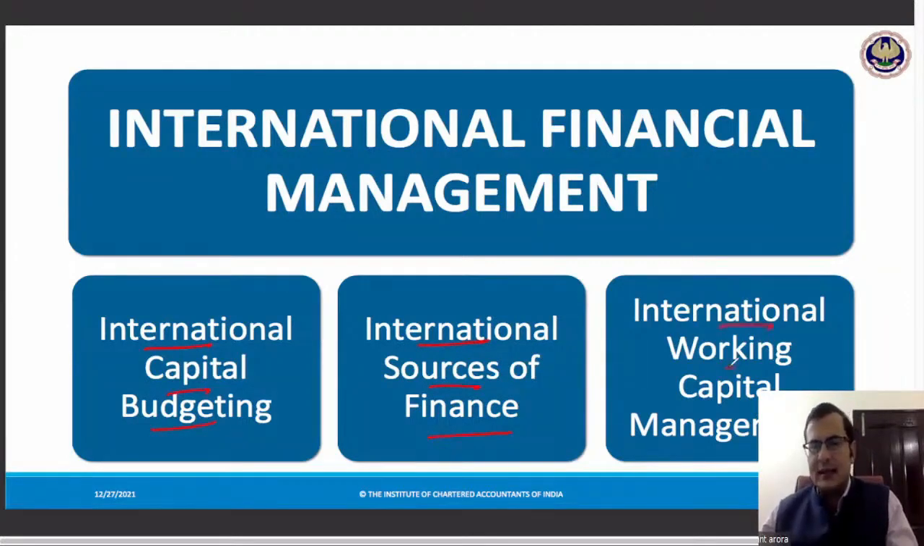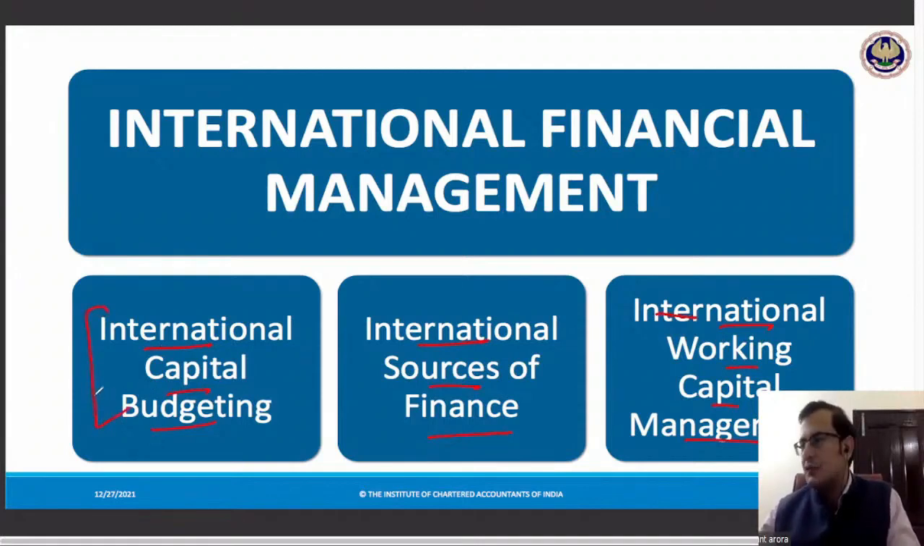And then comes international working capital management. This is something which you have already done in your CA Inter, but the word international was not there. Working capital management, you've done the concept of EOQ, debtors management, creditors management, all those things you've already done. So that will not be done. Majorly, we'll be discussing this.